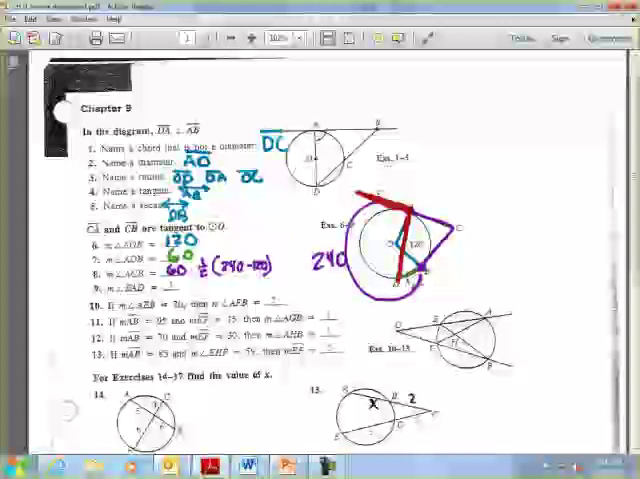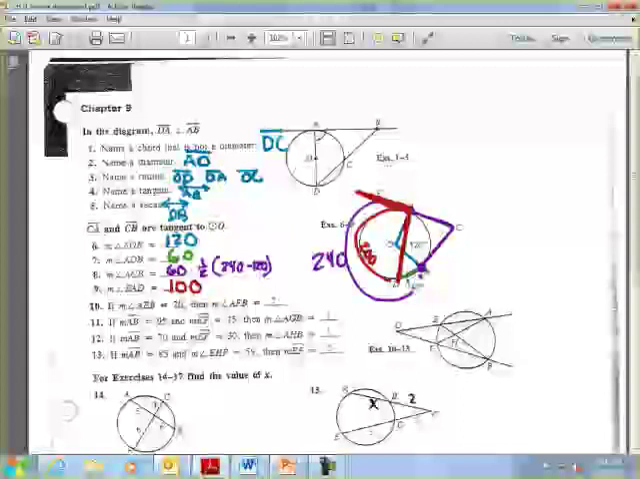But EAD, a chord and a tangent, is half of the arc that's cut off. So how big is that arc from A around to D? It's 240 from A to B. From A to D would be 200 because this bottom part here we were given as 40. So our angle then would be 100, half of that arc.